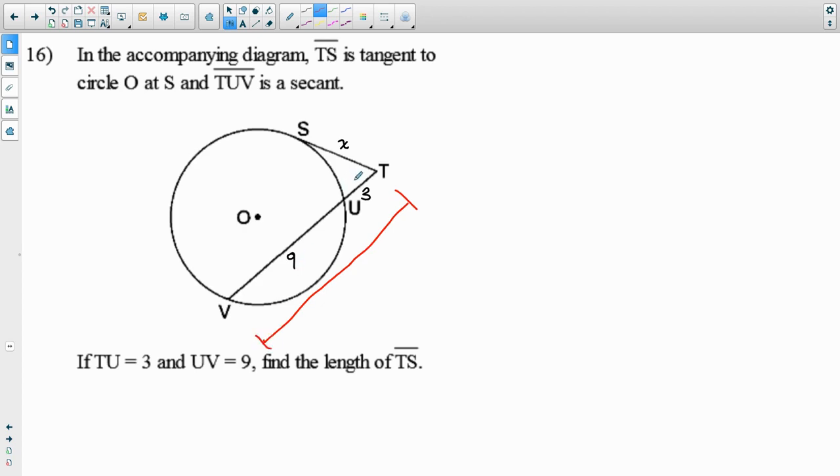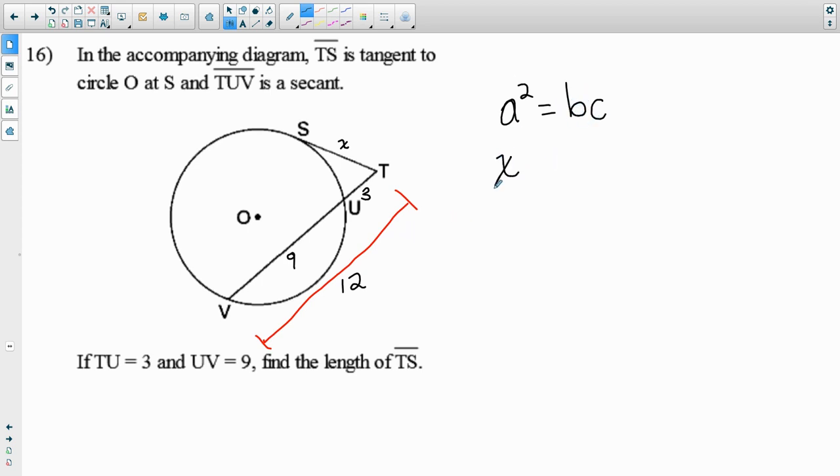here we are given the exterior and the interior, and we know that we need the whole and the exterior. Well, if this is 3 feet and this is 9 feet, 3 plus 9 would make the entire secant 12 feet long. And now we're ready just to substitute into our A squared is equal to BC, remembering that A is the whole tangent and that B is the whole secant, and the C is the exterior part.